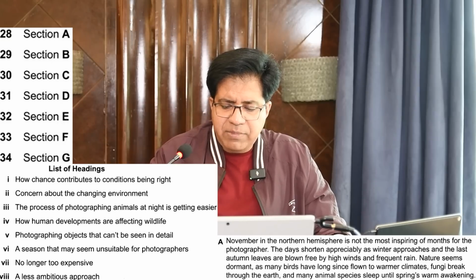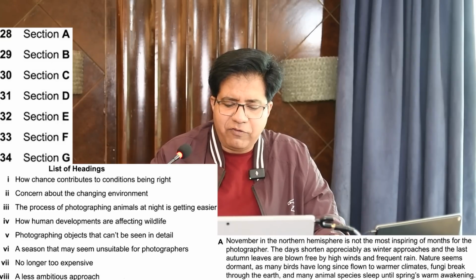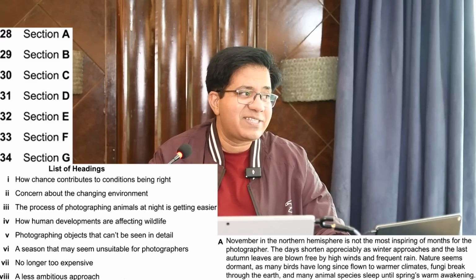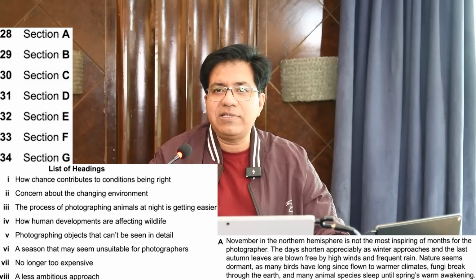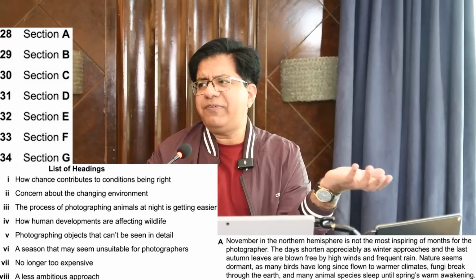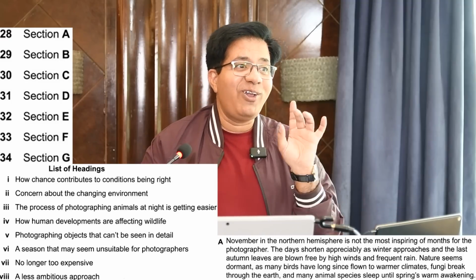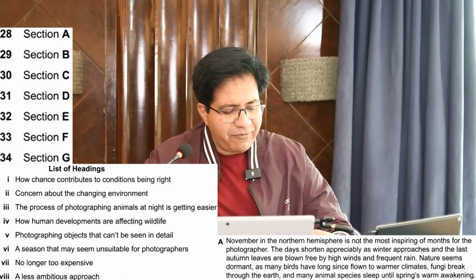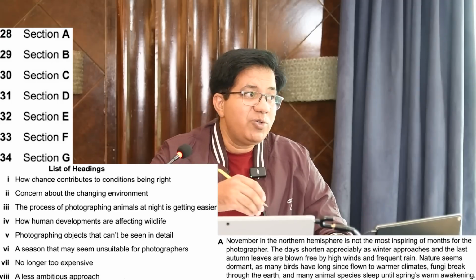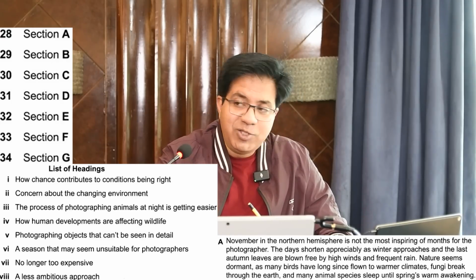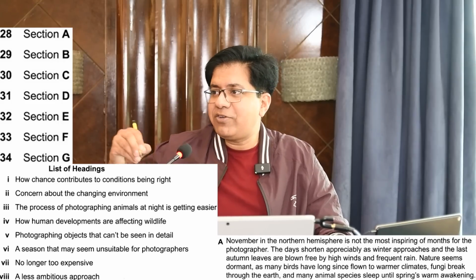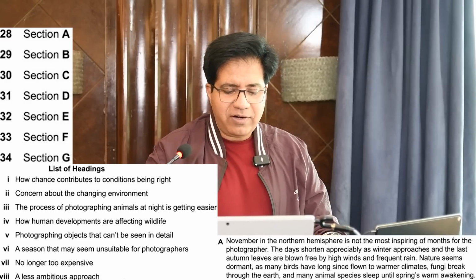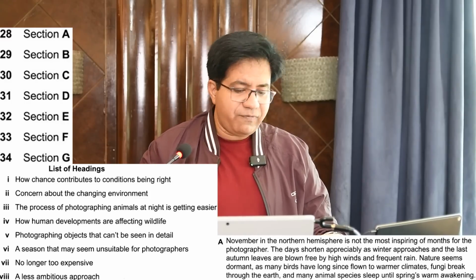November in the northern hemisphere is not the most inspiring of months for photographer. Which heading? 6. Well done. Excellent. See that? And then you will say list of heading is very simple. You read first sentence and you find the answer. It's not always, okay? So heading number 6, question number 28, paragraph A. Now what are you going to do? You should cross heading number 6. Otherwise you will use one heading twice. And when you'll be transferring your answer to the answer sheet, then you will realize that, okay? Alright, so do we have to read paragraph A anymore? No, we found the heading.